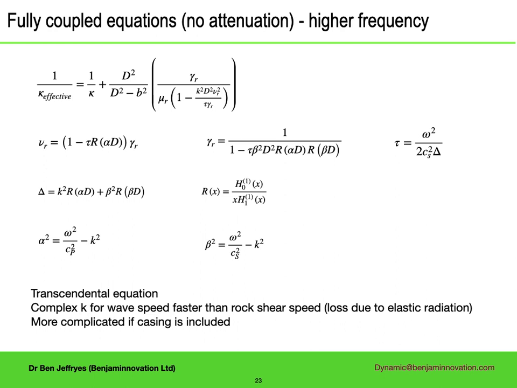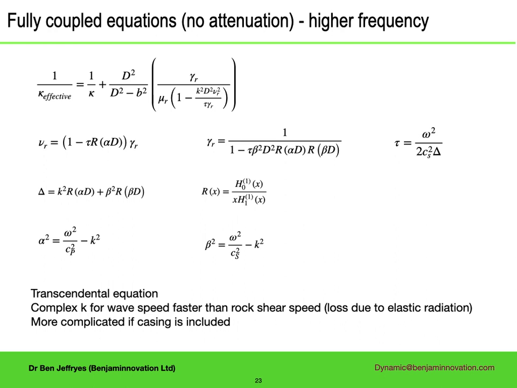However, if a layer of casing is introduced, then the annulus appears a lot stiffer to the fluid and hence increases the wave speed, but the rock is still slow, and appreciable radiation loss can occur at frequencies of around 100 Hz and above.